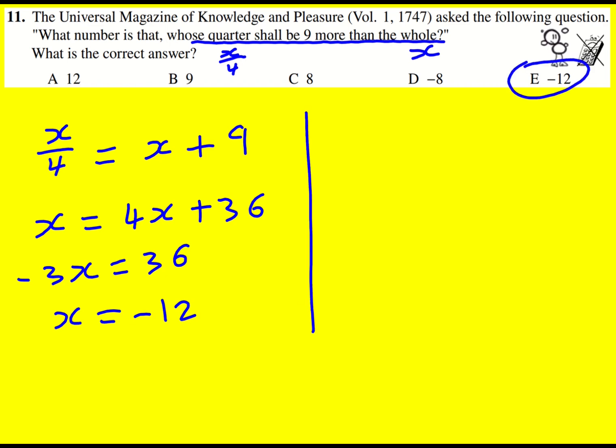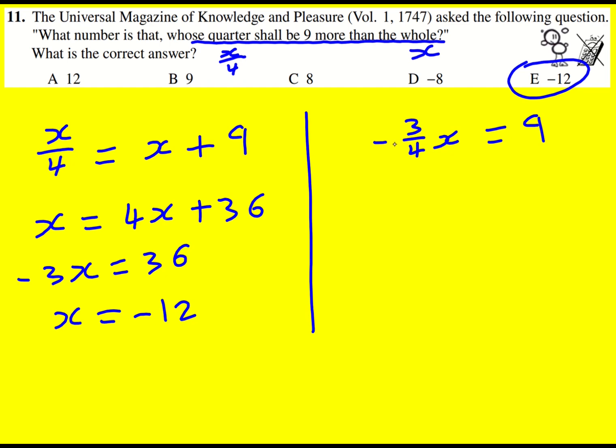The other way you could do it is you could stick with fractions. You could minus the x from both sides, and that would give minus 3/4 x, because it's essentially a quarter x minus 1x. And that will equal 9.